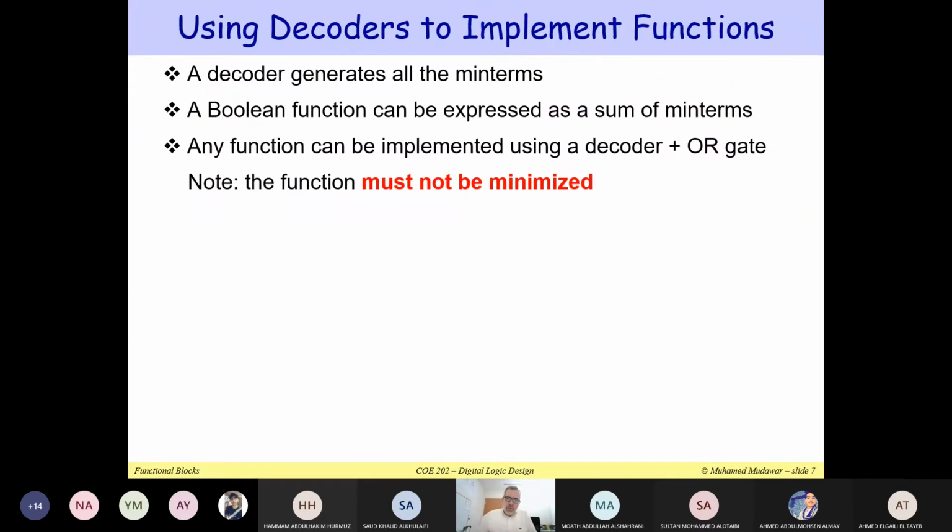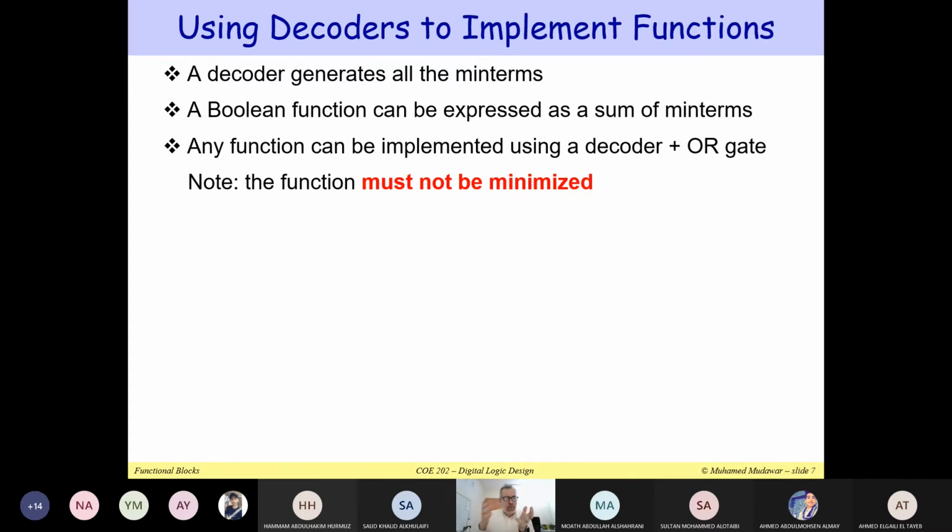I'm going to show you how we can use decoders to implement functions. Now you say, okay, now I understand decoders, so what is the use of the decoder? We have seen in the previous slide that the decoder is going to generate all the minterms, because we have one output for each minterm.